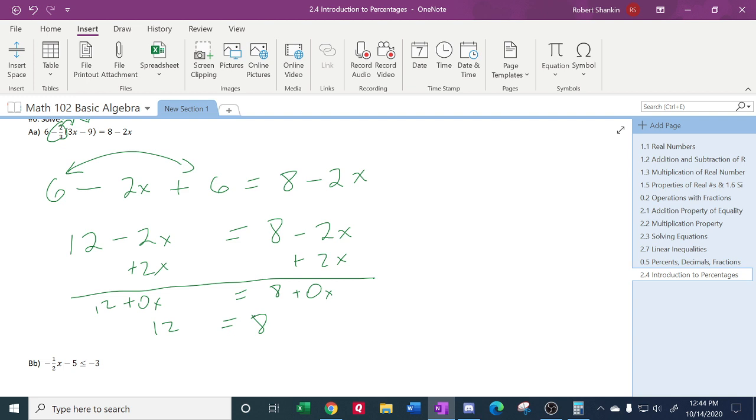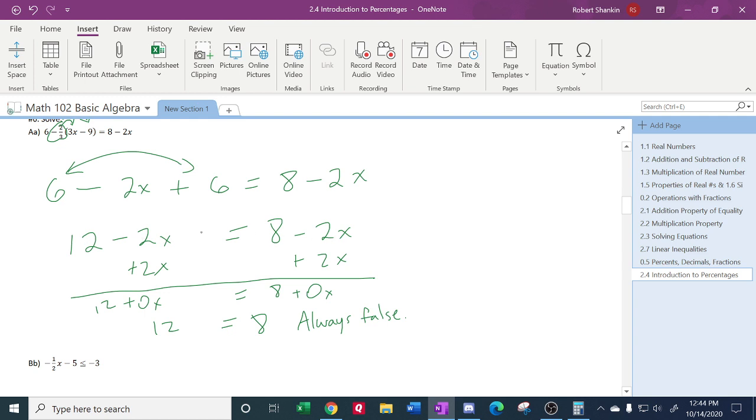Well, it's neither. When all the letters disappear, you are left with a statement that's either always true or always false. Now what this means is that, suppose I substituted 0 in for x.